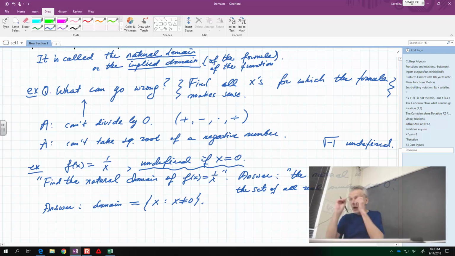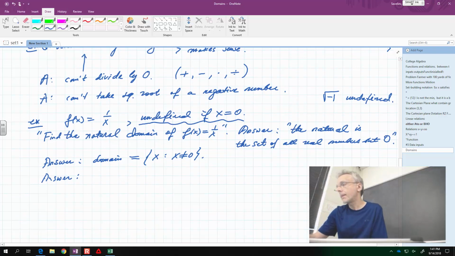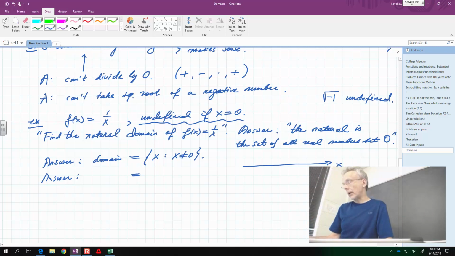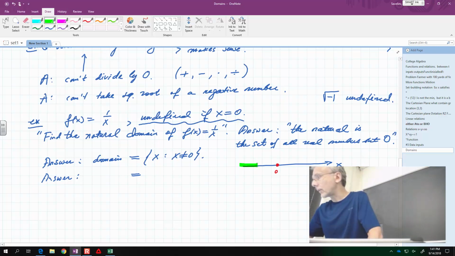Okay? There is yet one more way to answer it, and that is with the interval notation. So the domain is, let's visualize it before we answer. We could try to visualize it. It's really easy to visualize it. This is my real line, and I include everything. I have to exclude 0, but I include everything else. So I can visualize it like this. So the green is the domain.